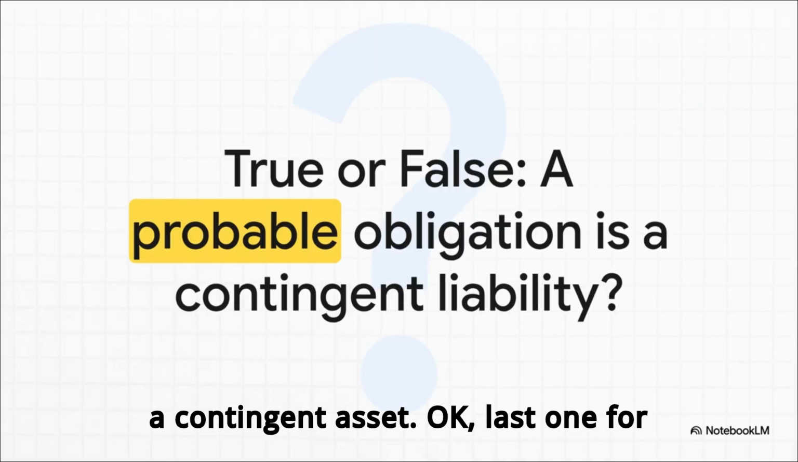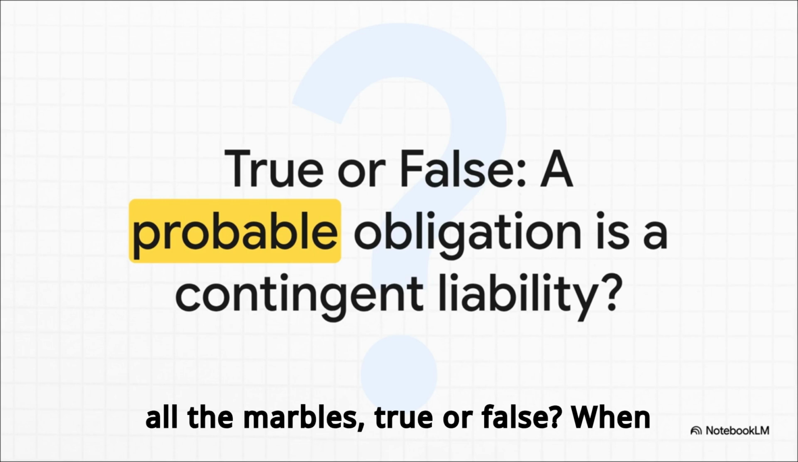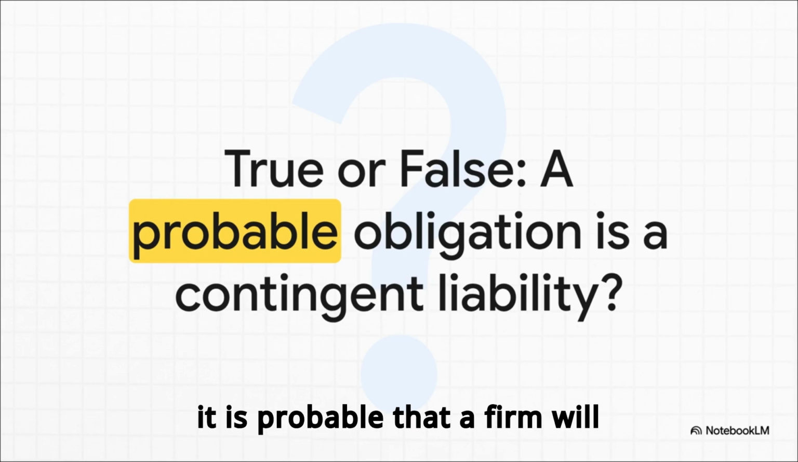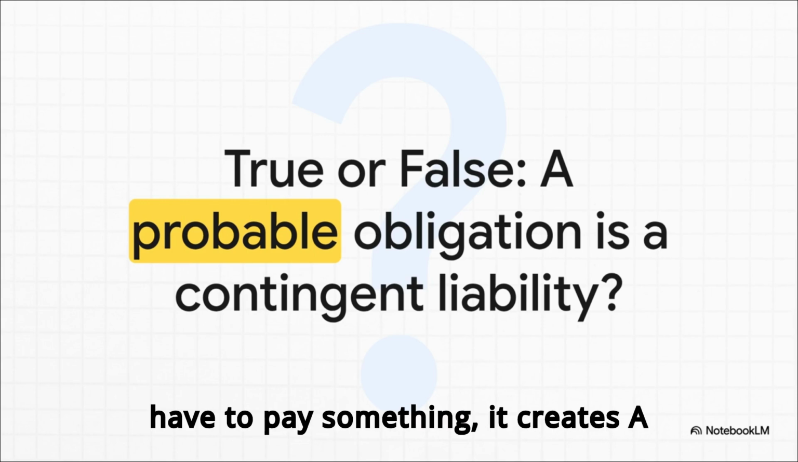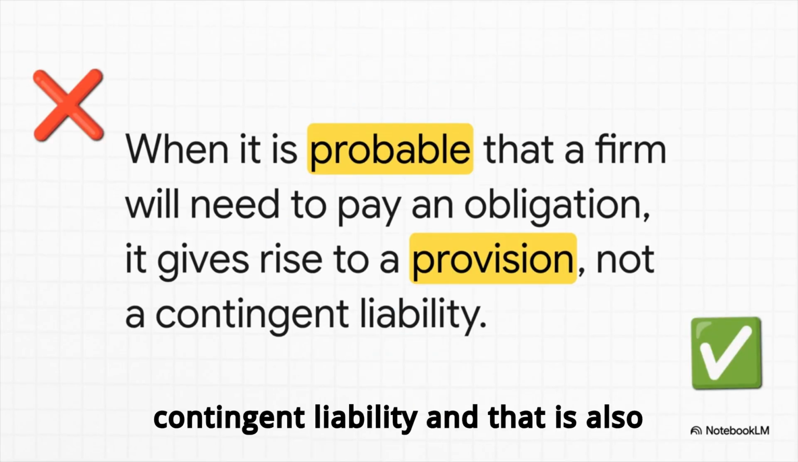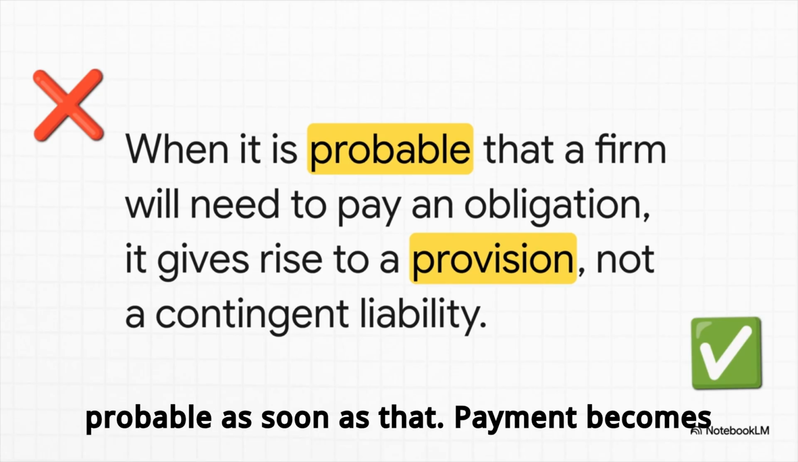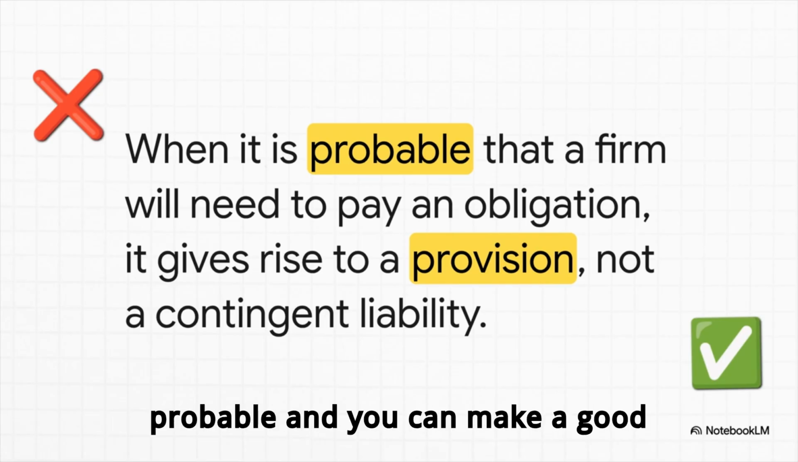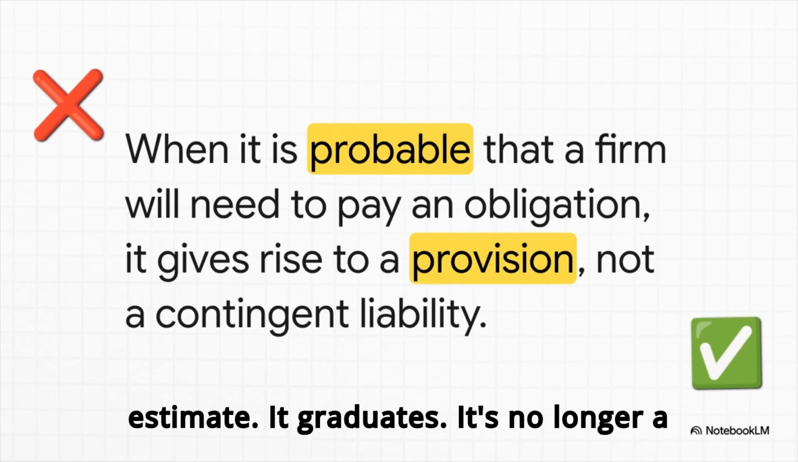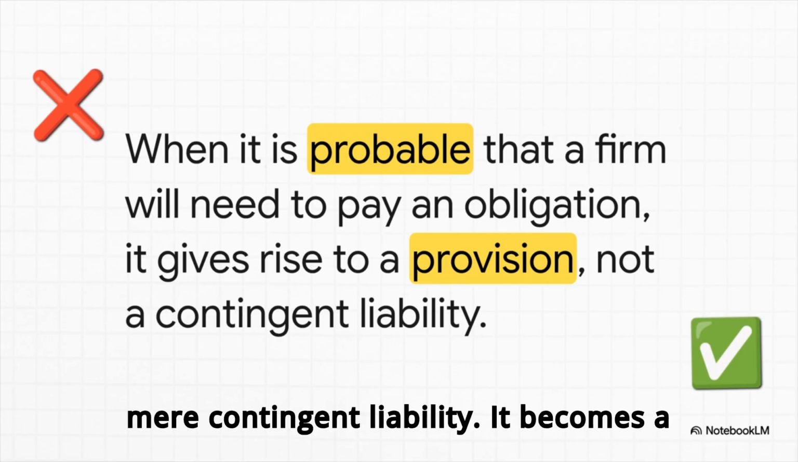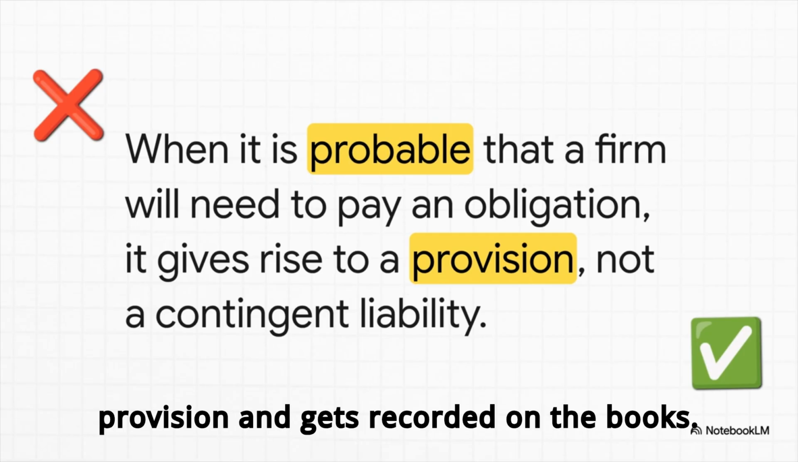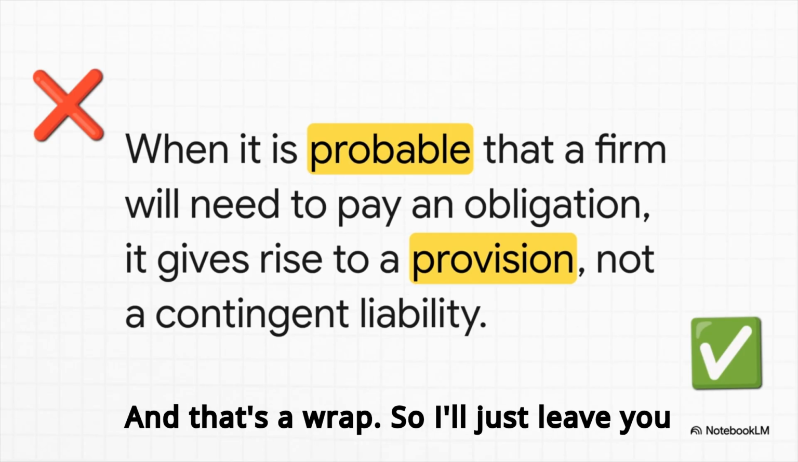Okay, last one for all the marbles. True or false, when it is probable that a firm will have to pay something, it creates a contingent liability. And that is also false. Remember that trigger word probable. As soon as that payment becomes probable and you can make a good estimate, it graduates. It's no longer a mere contingent liability, it becomes a provision and gets recorded on the books.